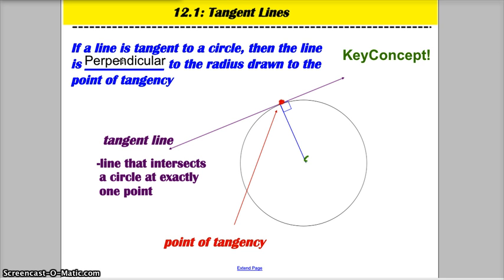Remember, a radius goes from the center of a circle to the circle's edge. So anytime you have a tangent line where the tangent line intersects the radius, those two form a 90-degree angle. So if it were over here, this would be 90 degrees.